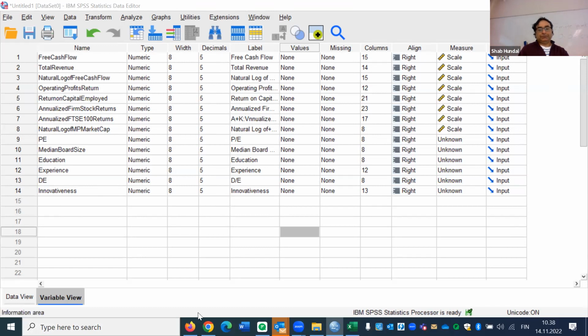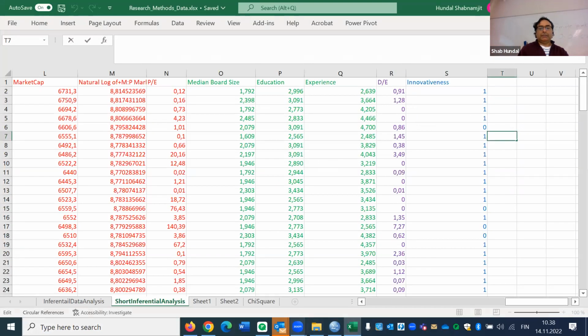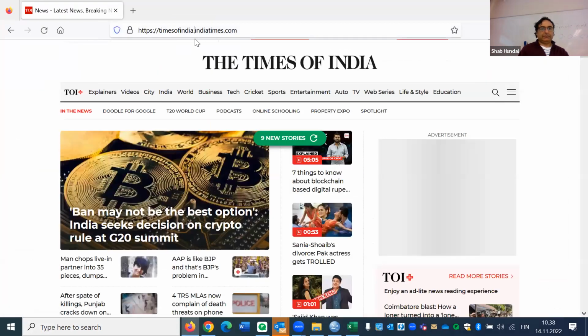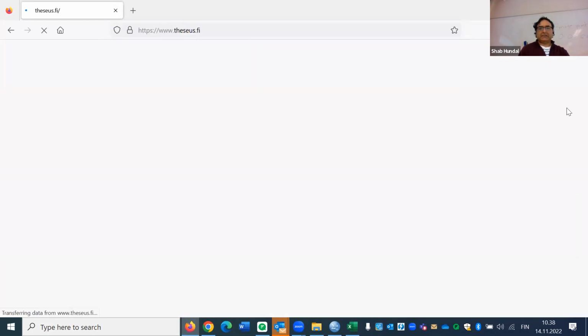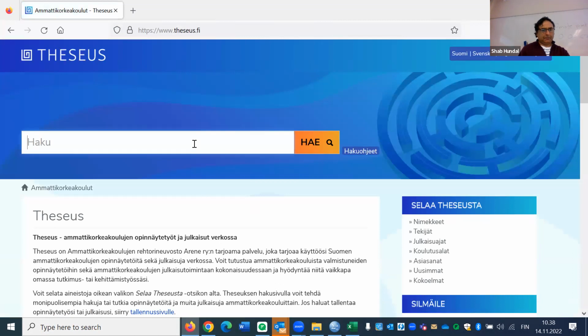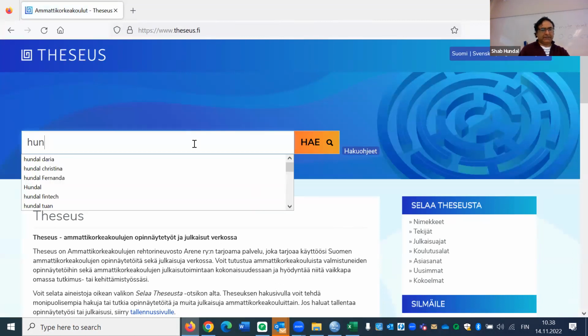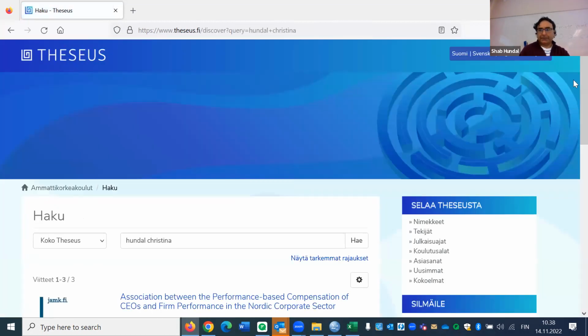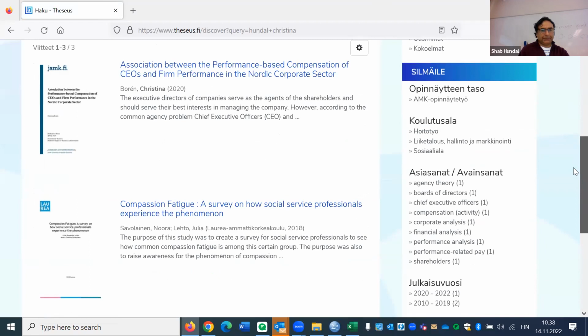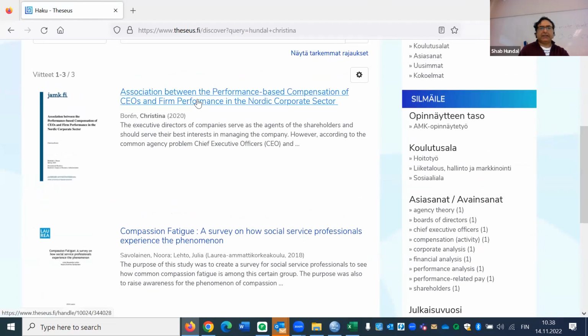Now, I want to show you a thesis of a student. Let's take the thesis by Christina, for example. It doesn't matter. It's a very good thesis, by the way. Christina has done the association between performance-based compensation of CEO and firm performance in the Nordic corporate sector. But that's not my point.